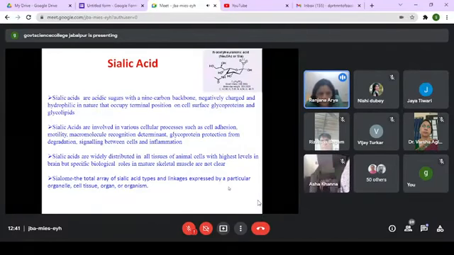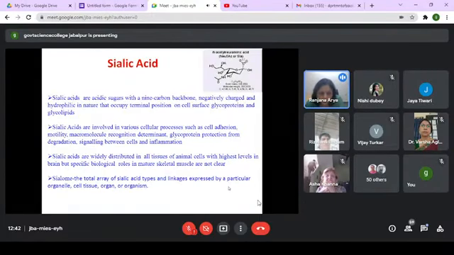As I said, this is caused by a deficiency of sialic acid, because the gene causing the disease is mutated, which contributes to the key sialic acid synthesis. These are nine-carbon backbone, negatively charged, hydrophilic molecules that occupy the terminal position on cell surface glycoproteins and glycolipids, and they are involved in various cellular processes including cell adhesion, motility, and macromolecule recognition. They are widely distributed in all the tissues of animal cells. But in our disease, we are seeing only the skeletal muscles being affected, and why it is only the skeletal muscle, we do not understand.